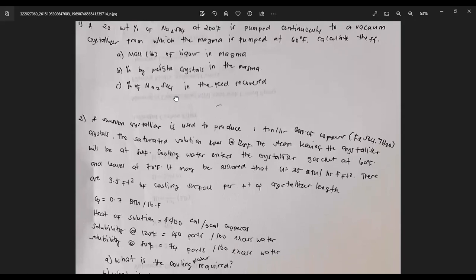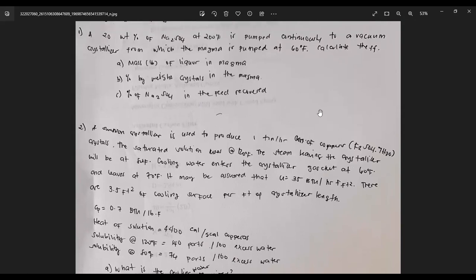So for number 1, you are given a 20 weight percent solution of sodium sulfate at 200 degrees Fahrenheit, which is pumped continuously to a vacuum crystallizer from which the magma is pumped at 60 degrees Fahrenheit. So you are asked to calculate for this one the mass in pounds of the liquor in the magma. And for letter B, you are asked to determine the percentage by weight of crystals in the magma.